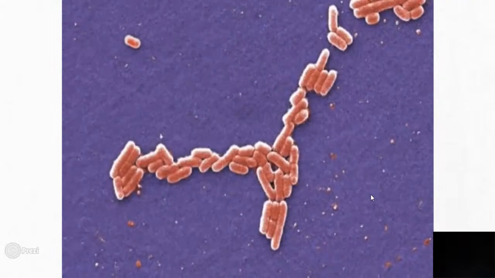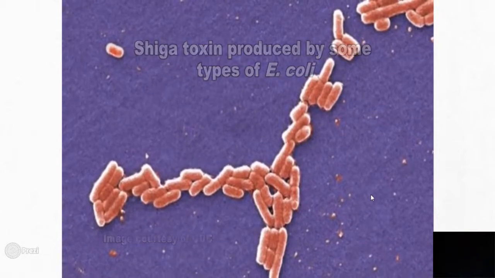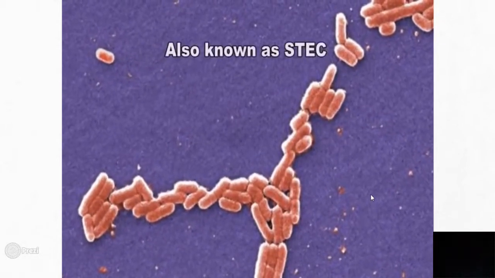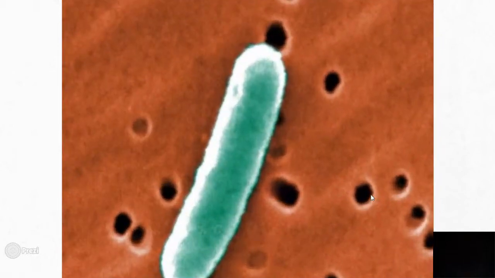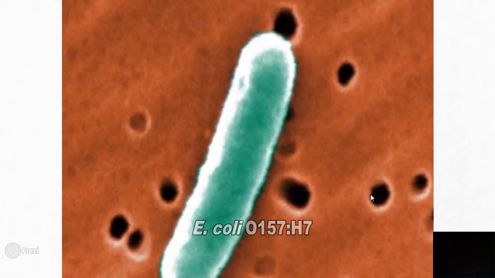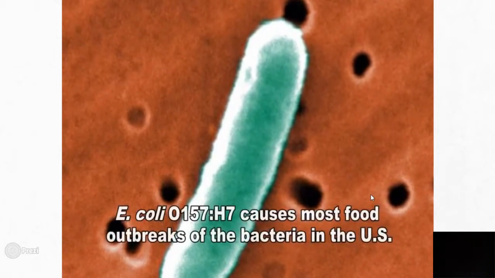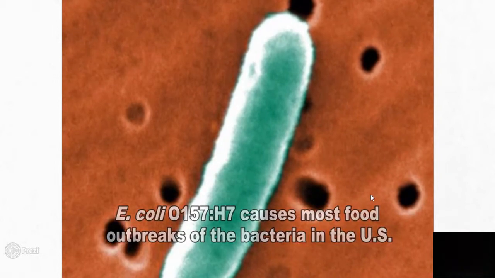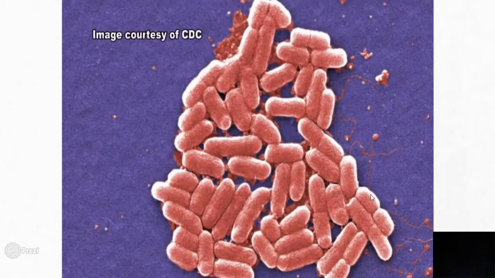Some kinds of E. coli cause disease by making a toxin called Shiga toxin. The bacteria that make these toxins are called Shiga toxin-producing E. coli, or STEC for short. The most commonly identified of these in North America is E. coli O157:H7. When you hear news reports about outbreaks of E. coli infections, they are usually talking about E. coli O157. In addition to E. coli O157, many other kinds can cause disease.